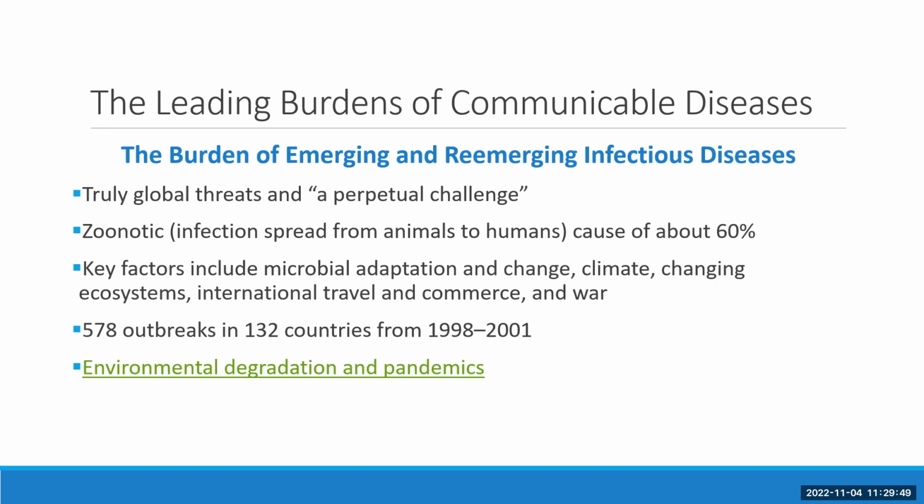60% of all emerging and re-emerging infectious diseases are zoonotic, meaning the infections spread from animals to humans. Our understanding of SARS, our understanding of COVID-19, is that they all have those zoonotic origins. So that is the takeaway here.